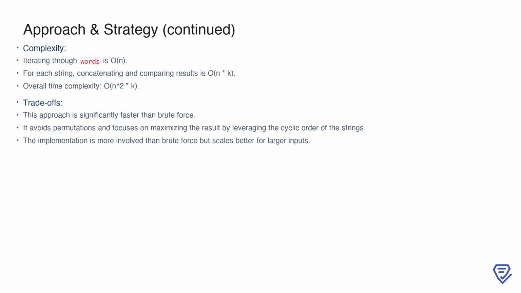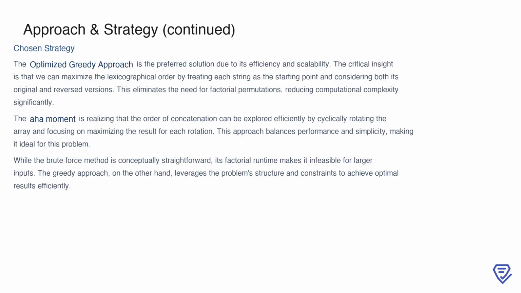The greedy approach avoids the inefficiency of permutations by leveraging the cyclic structure of the problem, focusing on maximizing the result via strategic rotations and reversals. While the implementation is slightly more complex than brute force, the scalability and performance gains make it a far better choice for larger inputs. This balance between efficiency and complexity is what makes the greedy approach so effective. Given these considerations, the optimized greedy approach is the preferred solution.